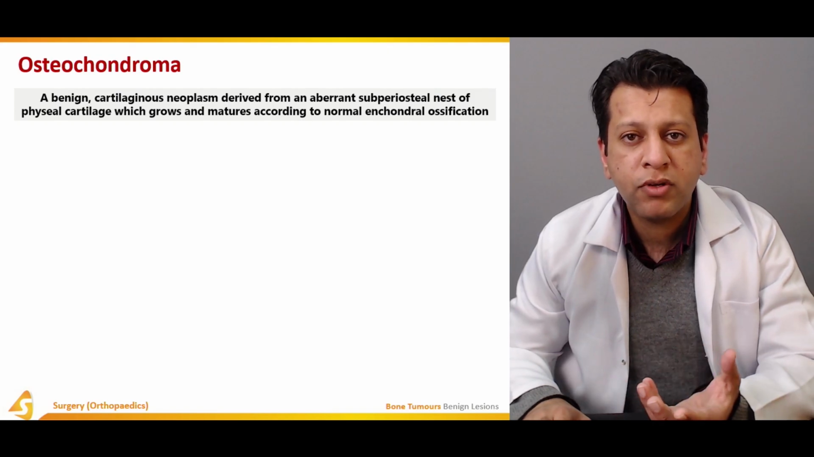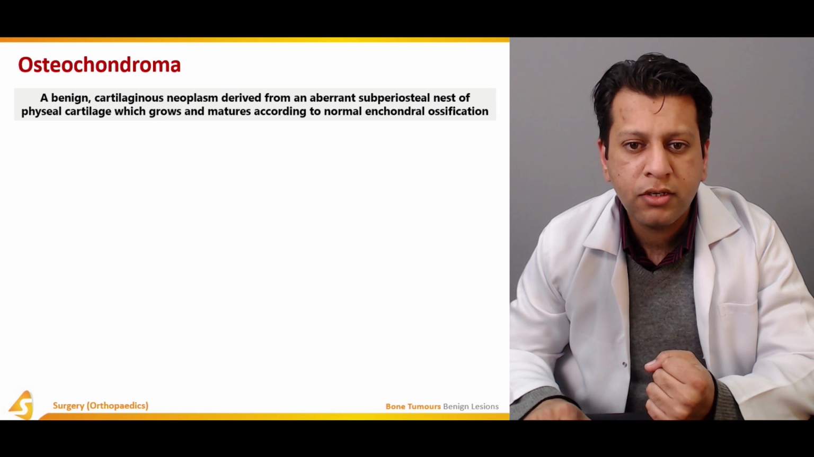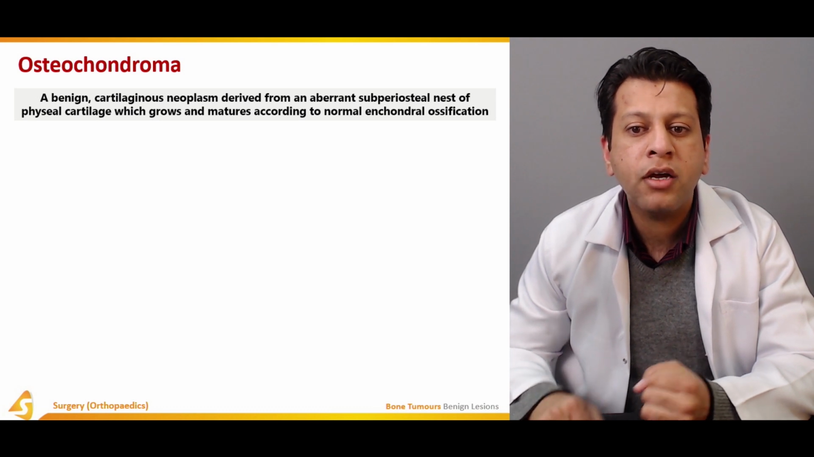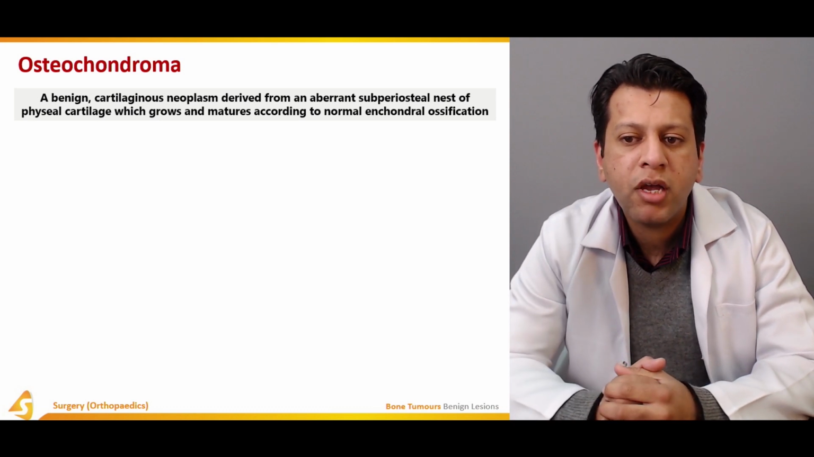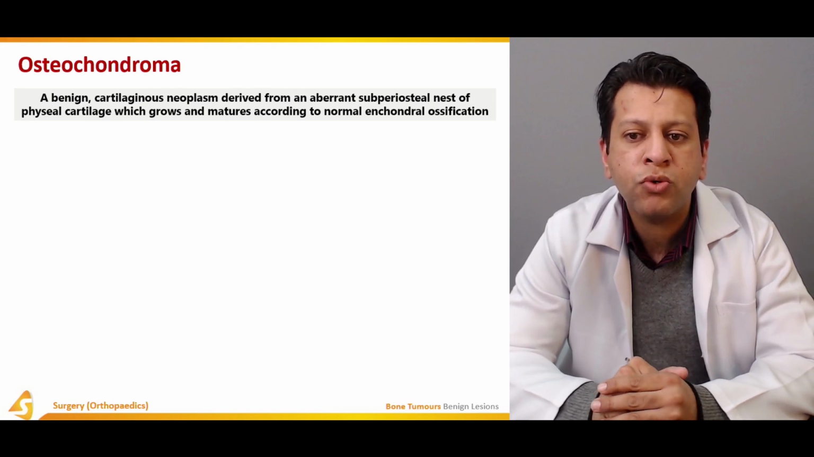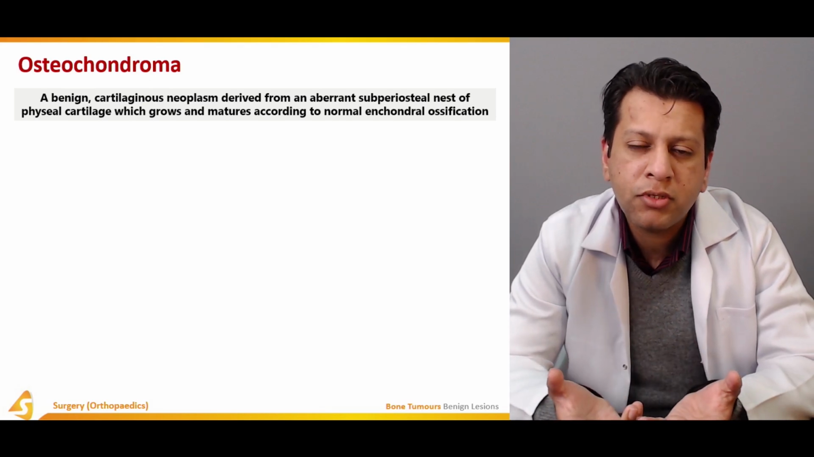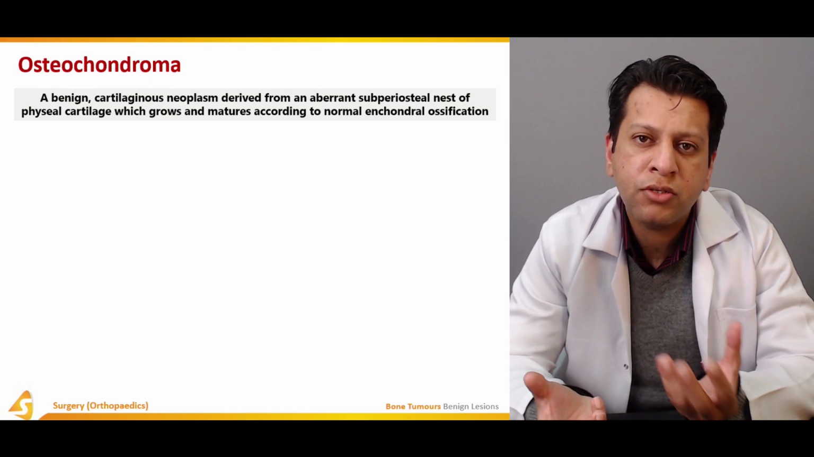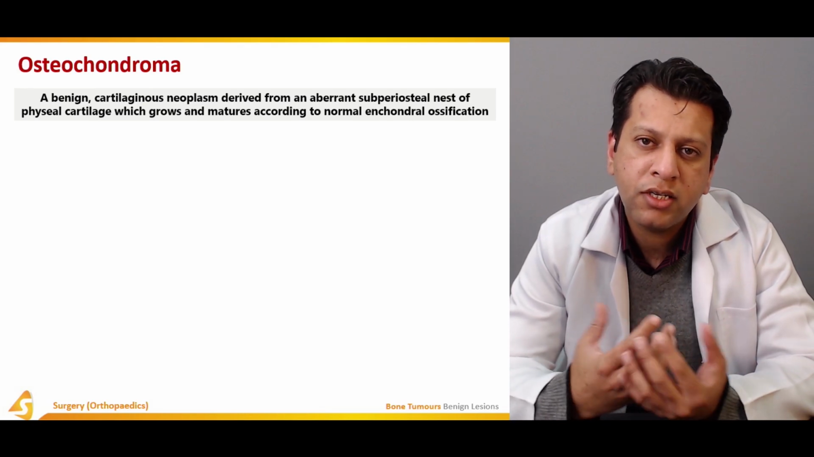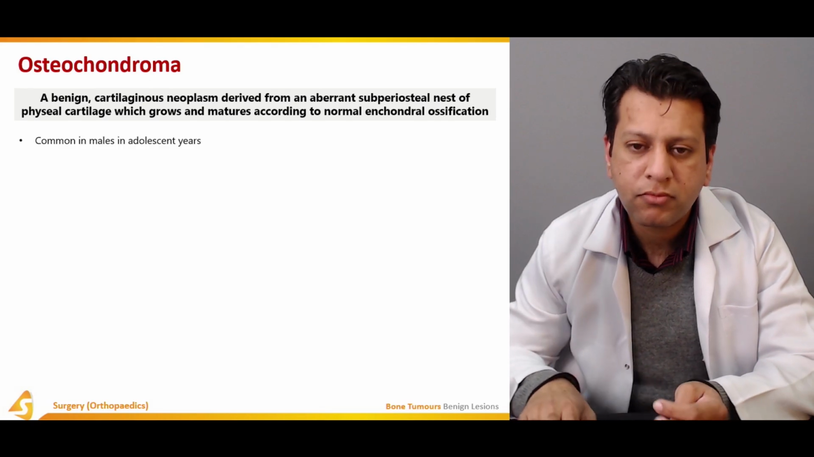So coming to one of the first and foremost common, osteochondroma. It's actually a benign cartilaginous neoplasm derived from aberrant subperiosteal nest of physeal cartilage, which grows and matures according to the normal enchondral ossification. As the name suggests, it has a chondroid part as well as an osteoid part. It's actually a bone tumor surrounded by a cartilaginous cap.